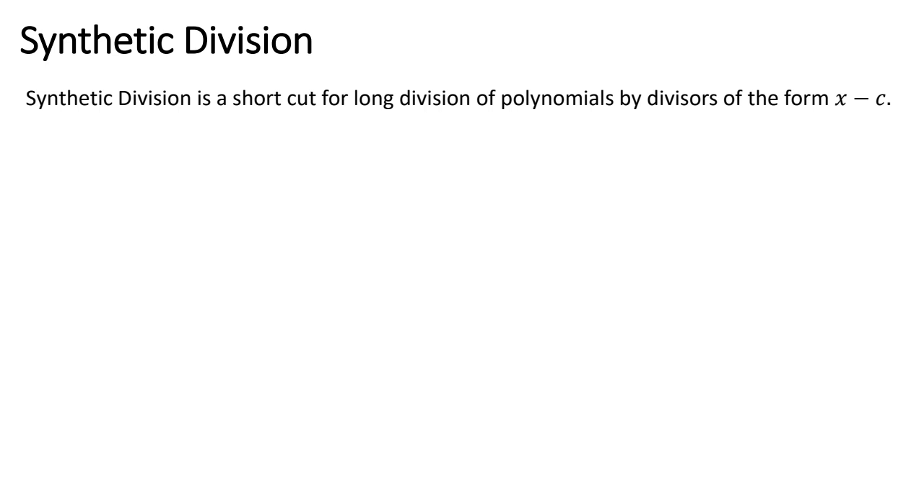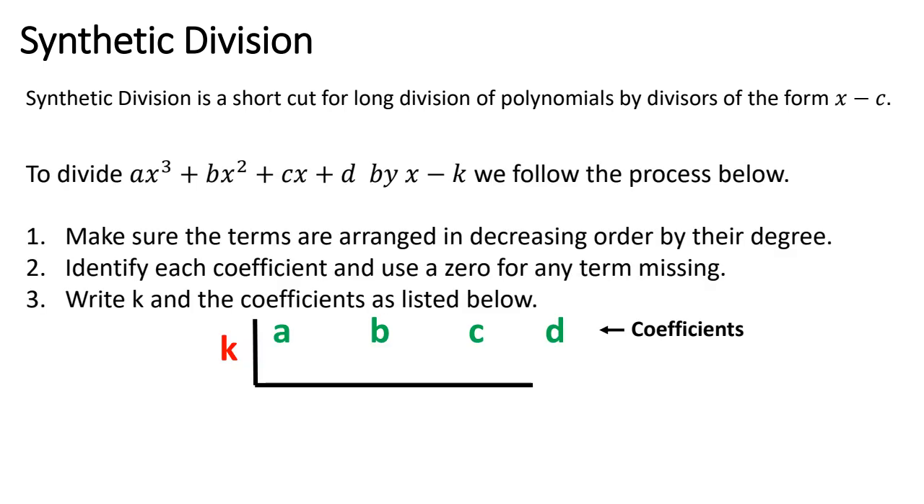But in order for us to do synthetic division, our divisor always has to be in this form, x minus c. If our divisor ever has a square or something that's not linear, we cannot use synthetic division, okay? Our divisor always has to be in a linear fashion, okay? All right, so let's look at this. So these are the instructions to do synthetic division.